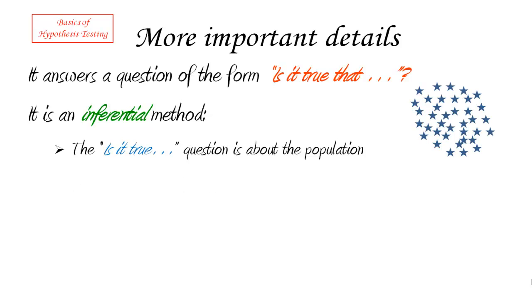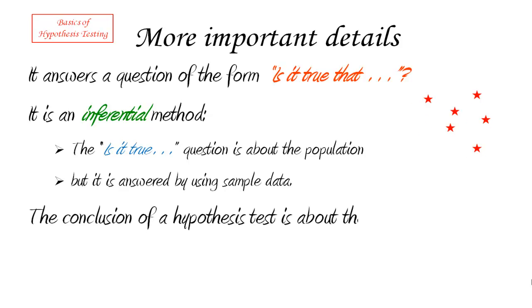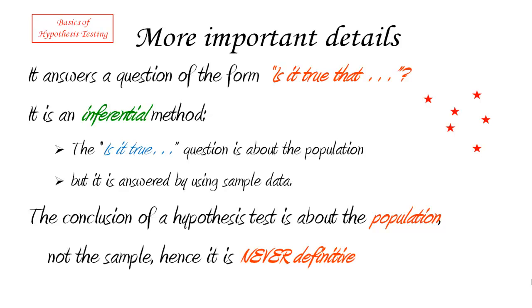Let me refresh your mind. Here we have the whole population. Those are all the people, if you want, to whom we want to apply the results of the research, but we're going to use only a small subset of it, only the sample. And because of that, the conclusion of a hypothesis test is about the population, not the sample. And that is one of the reasons why it is never a definitive answer. We are going to use the sample and try to figure out how that's going to work. But remember, the conclusions are supposed to be about the population. Therefore, there is always going to be some doubt about whether that extension from the sample to the population is actually correct.